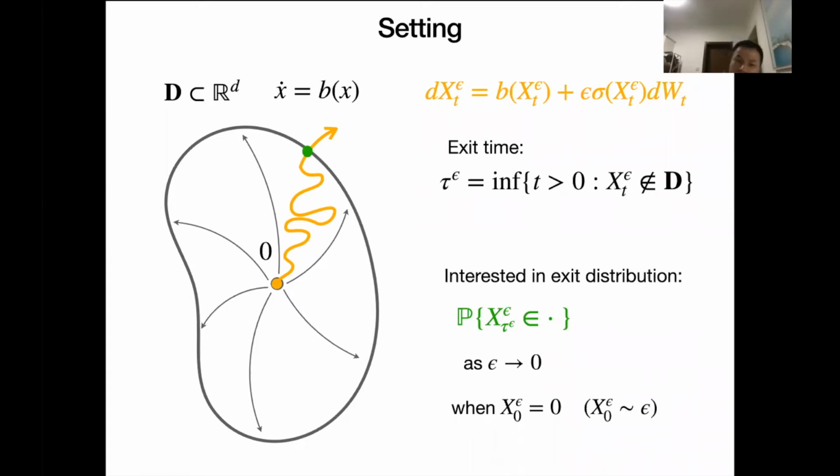Then we consider the exit time, which is tau epsilon, just the first time for the process to get outside of D. We are interested in the exit distribution, that is the law of the exit position as epsilon goes to 0, and when the process starts near the equilibrium, that is, starts near the origin. Okay, so this is the setting.